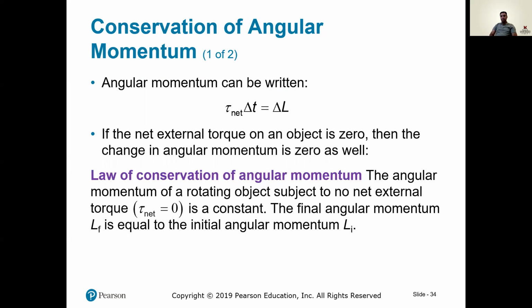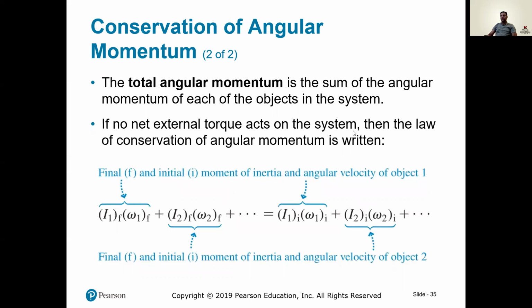And here we go. This is basically what I have been talking about, right? The law of conservation of angular momentum. When there is no net torque, there will be no change of angular momentum. And finally, the total angular momentum is conserved, just like total linear momentum. You can write them as I1 omega 1, I2 omega 2 for the final values, final angular velocities and final moments of inertia, and also I1 omega 1, I2 omega 2 for the initial values, right?